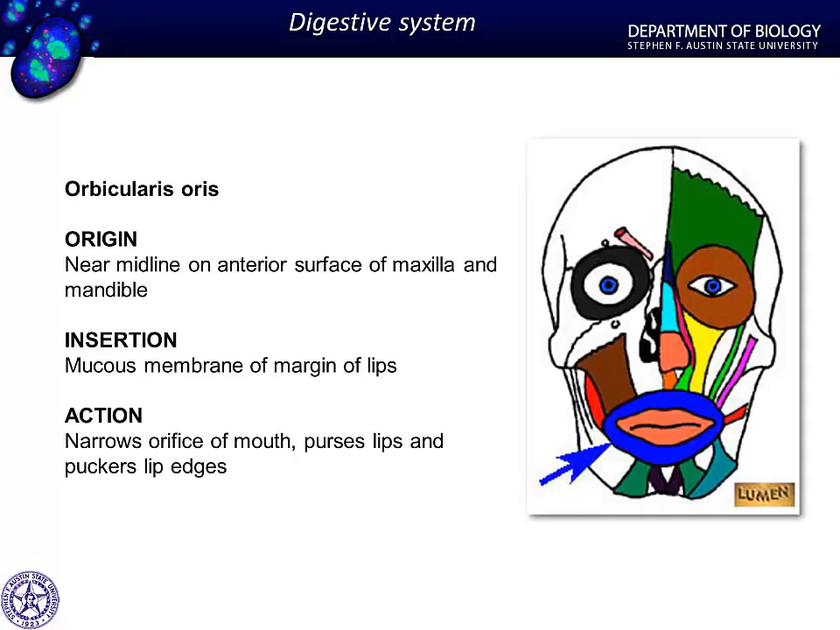And in this illustration, we can see a number of the facial muscles present, but in blue, this is our orbicularis oris. You can see its origin, its insertion, and really the action is multiple because we purse the lips, we pucker the lips, we close the mouth. All of those features are going to be a function of the orbicularis oris.